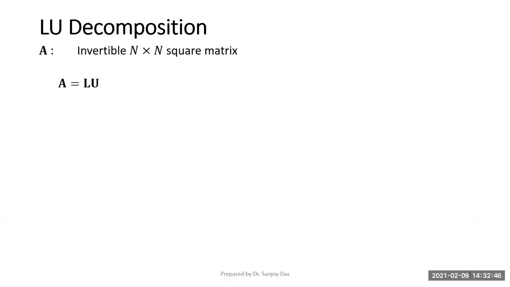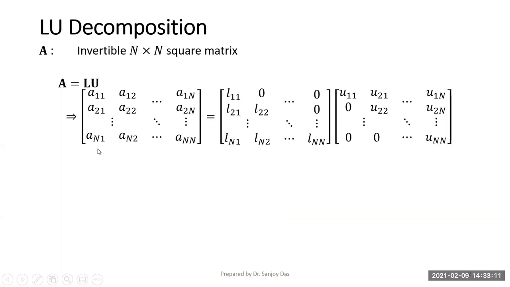LU decomposition, so this is what it looks like. We have a matrix, a square invertible matrix of dimension n. So it's an n by n matrix. And what we do is we decompose this matrix A into this form. L is a lower triangular matrix and U is an upper triangular matrix. So this is what the LU decomposition looks like.